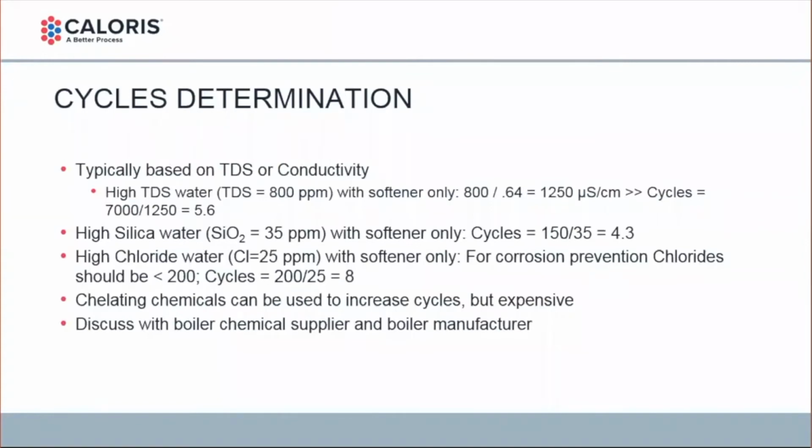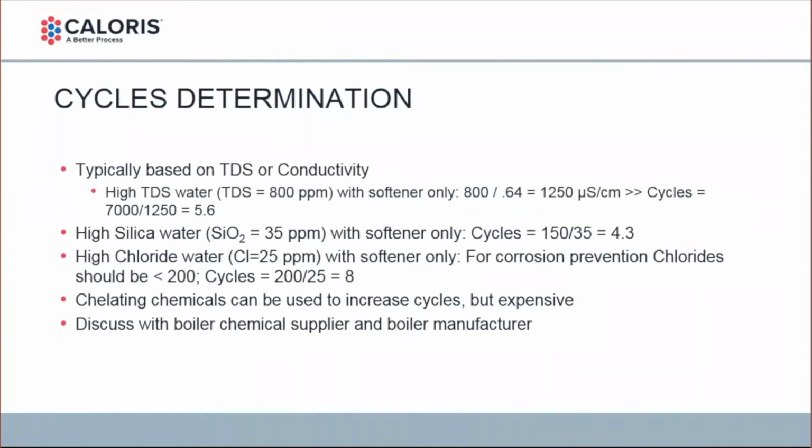Okay, very important. How do you determine the cycles? As I said, it's typically based on the TDS or conductivity. So say we have some high TDS water, the TDS is 800 ppm, and we're just using a softener. Rule of thumb for going from TDS to conductivity is just divide by 0.64. So that's what we're doing here. 800 divided by 0.64 gives us 1,250 microsiemens per centimeter in the feed water going to the boiler.